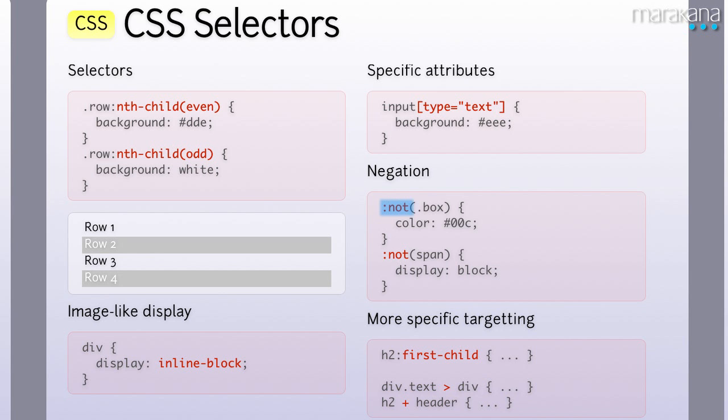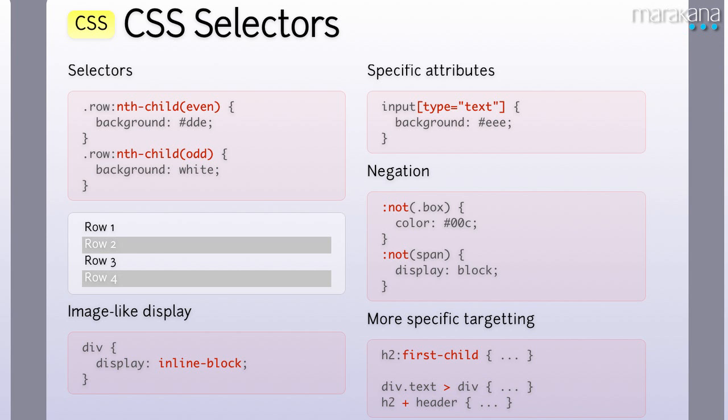Negation, this is interesting. You get a colon not. So we're saying colon not if something has the class name box. Or we're saying if something is not a span. So you can kind of do an inverse. And finally, we can do more specific targeting. We get like dash colon first child, which would get, let's say we've got a header element, and let's say we've got a nice image as the first thing.